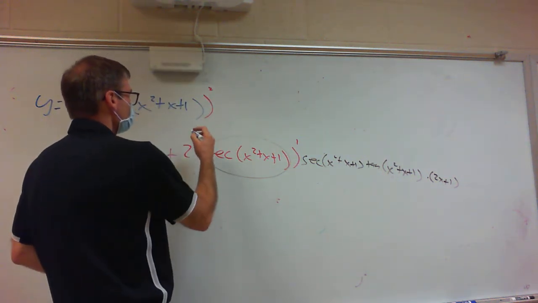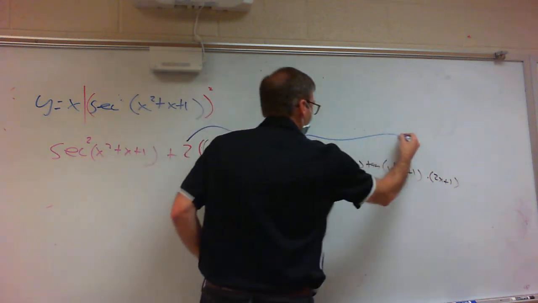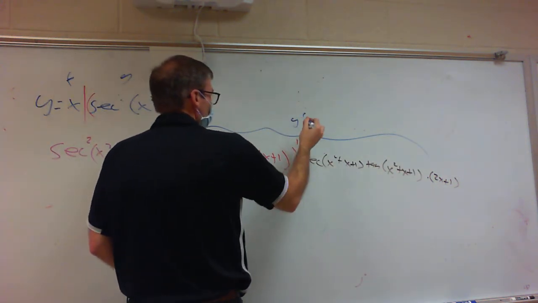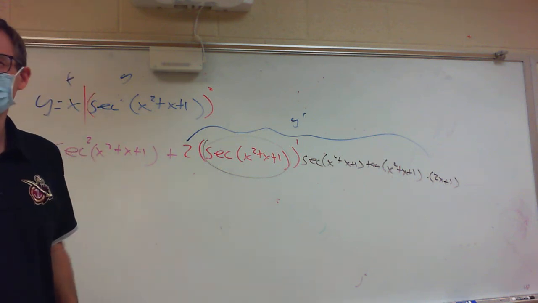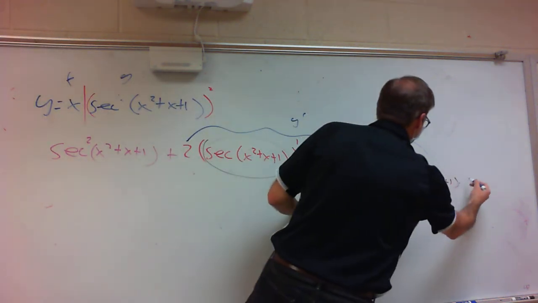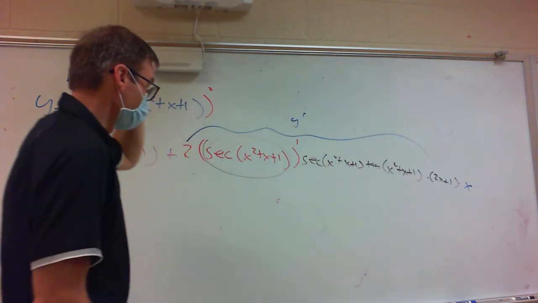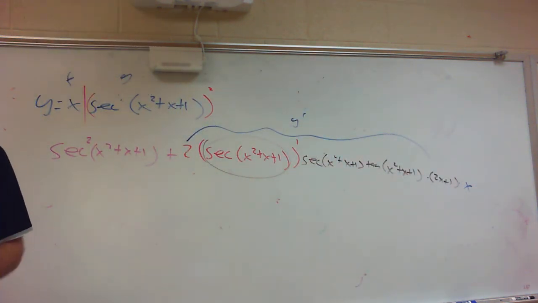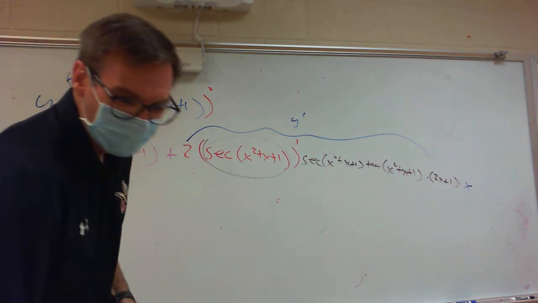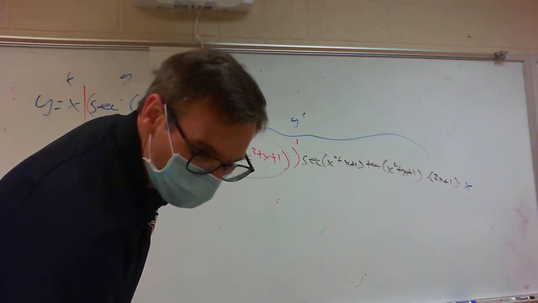And see, if this is f and this is g, this whole thing is g prime times f. I'm not going to make you clean that up. That's just hideous. So you product rule on that part. All right. So your homework.